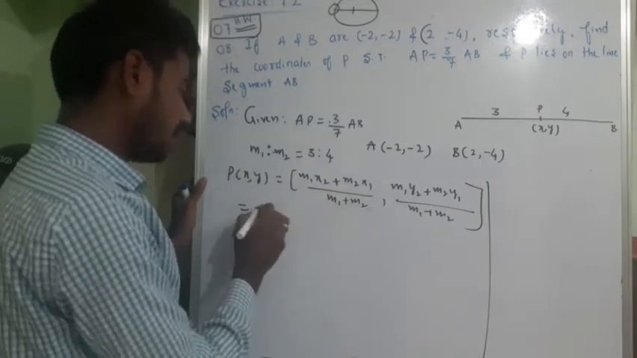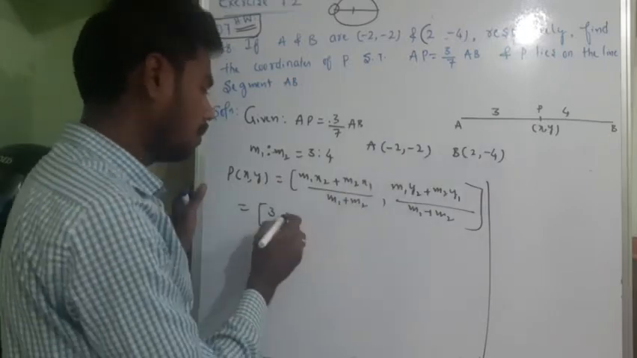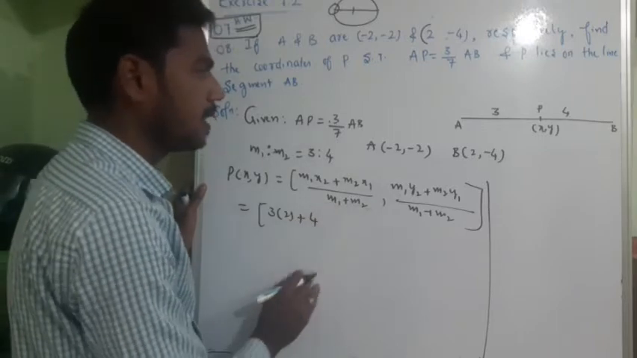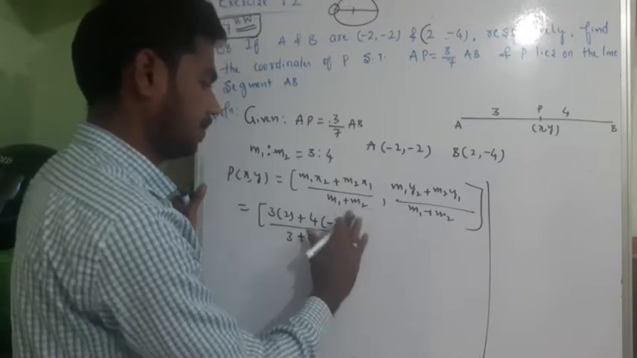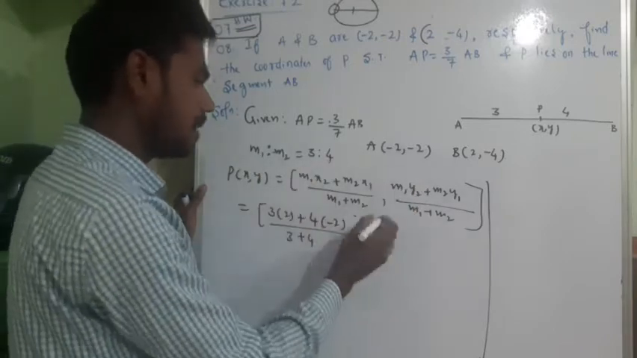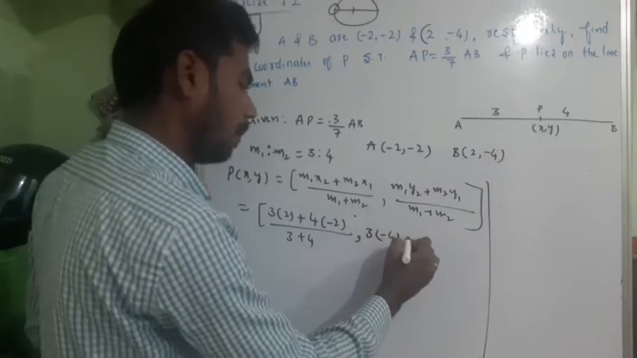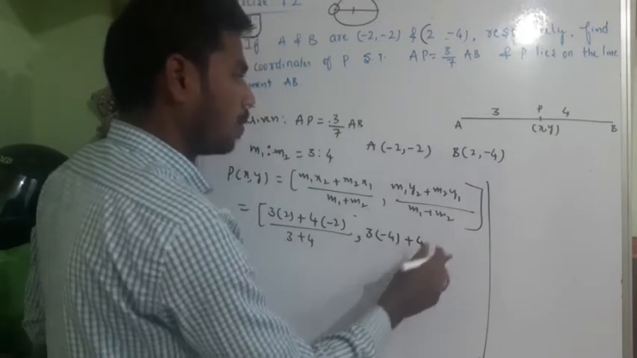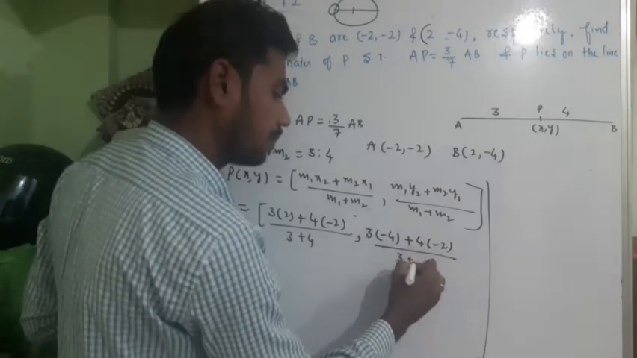So what is M1? M1 is 3. 3 into x2. What is x2? x2 is 2, plus, what is M2? M2 is 4. What is x1? Minus 2, divided by 3 plus 4. Next, what is M1? M1 is 3. What is y2? Minus 4, plus M2 is 4. What is y1? y1 is minus 2, divided by 3 plus 4.